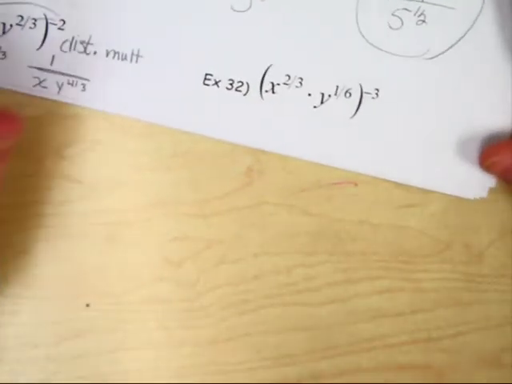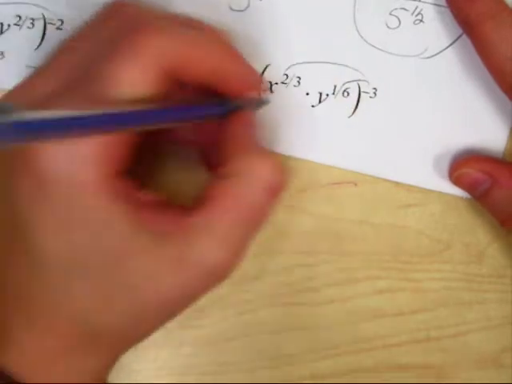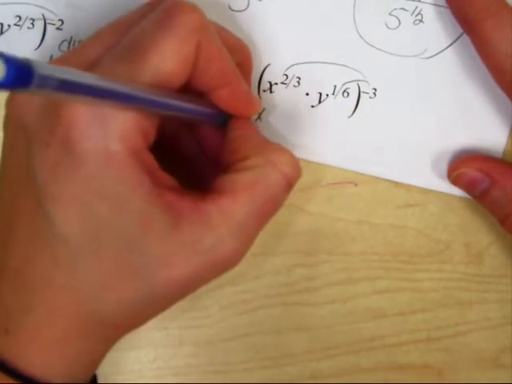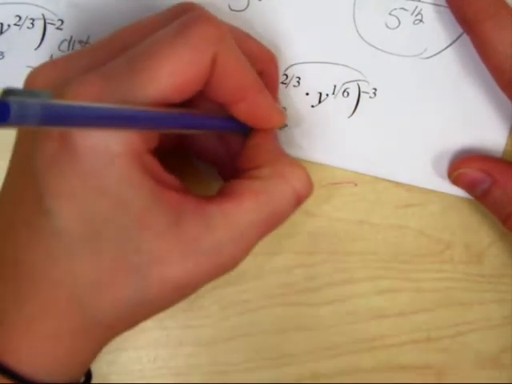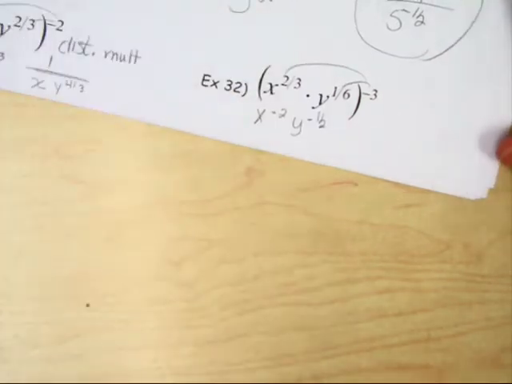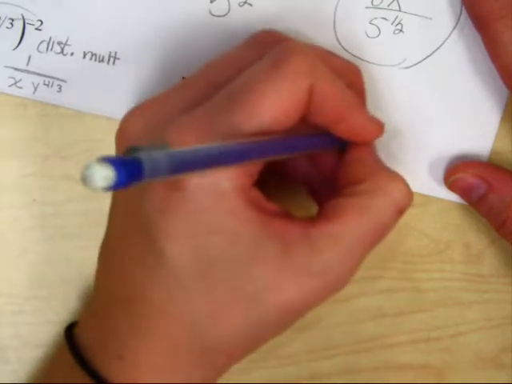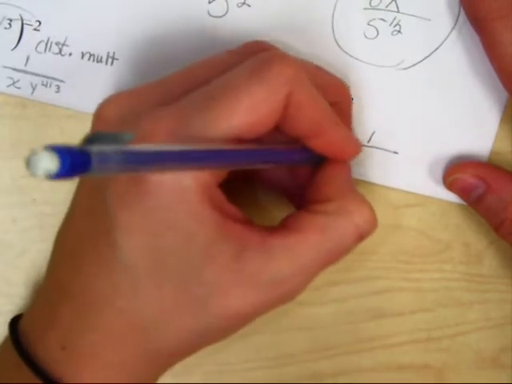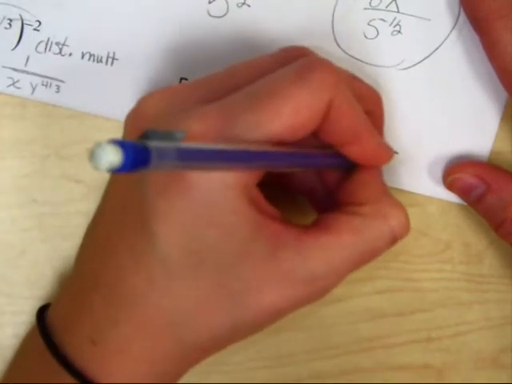Distribute and multiply again. That's x to the -2 power when you multiply, and y to the -1/2 power when you multiply. Both are negative, which means they go on the bottom. X squared, y to the 1/2.